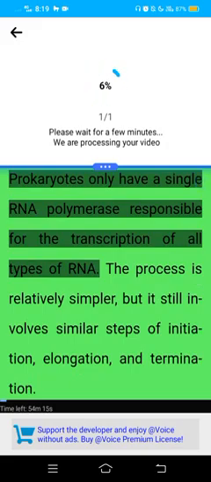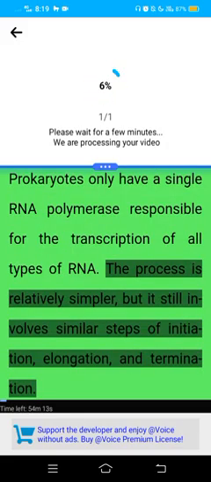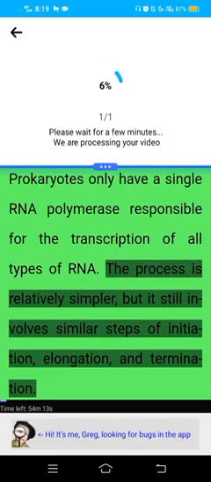Prokaryotes only have a single RNA polymerase responsible for the transcription of all types of RNA. The process is relatively simpler, but it still involves similar steps of initiation, elongation, and termination.